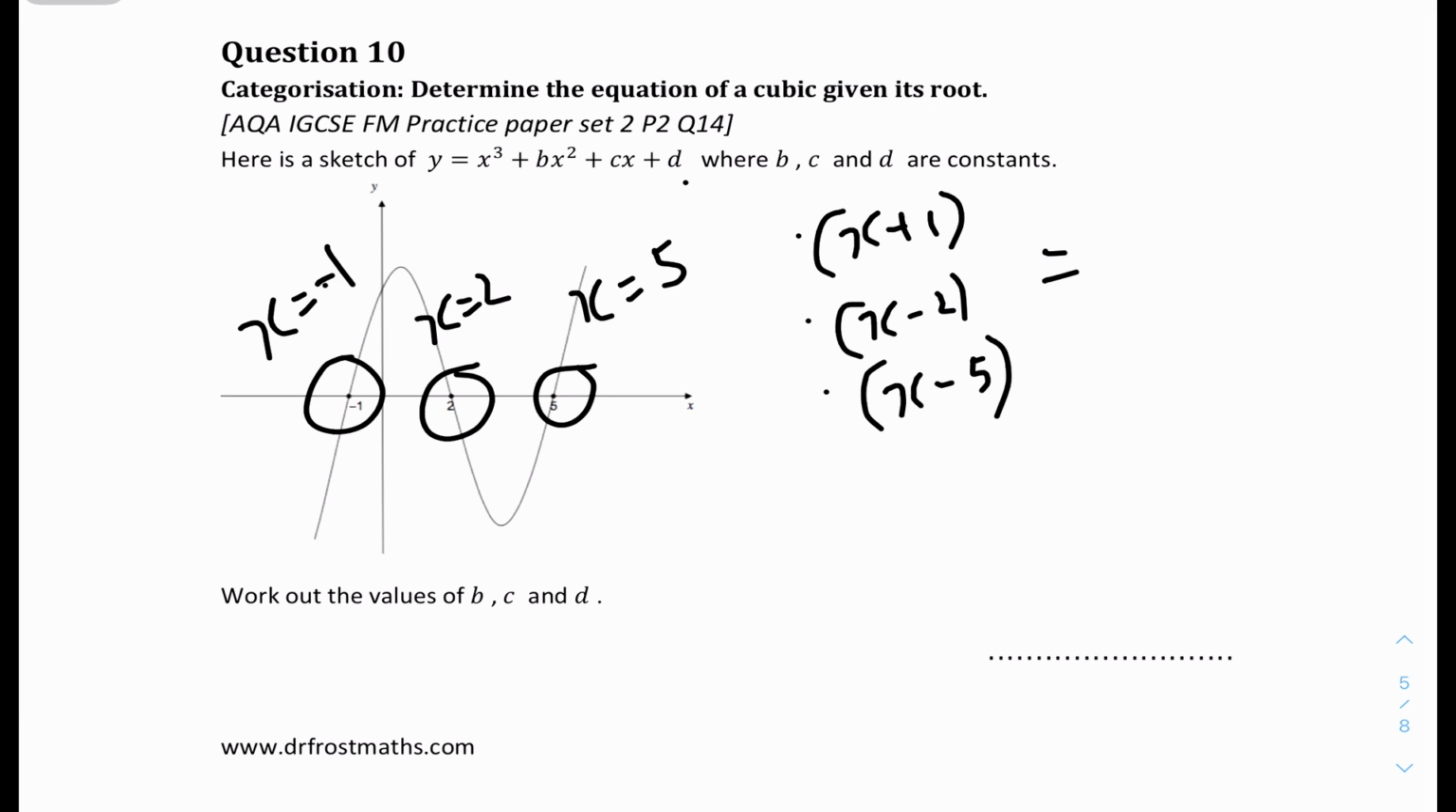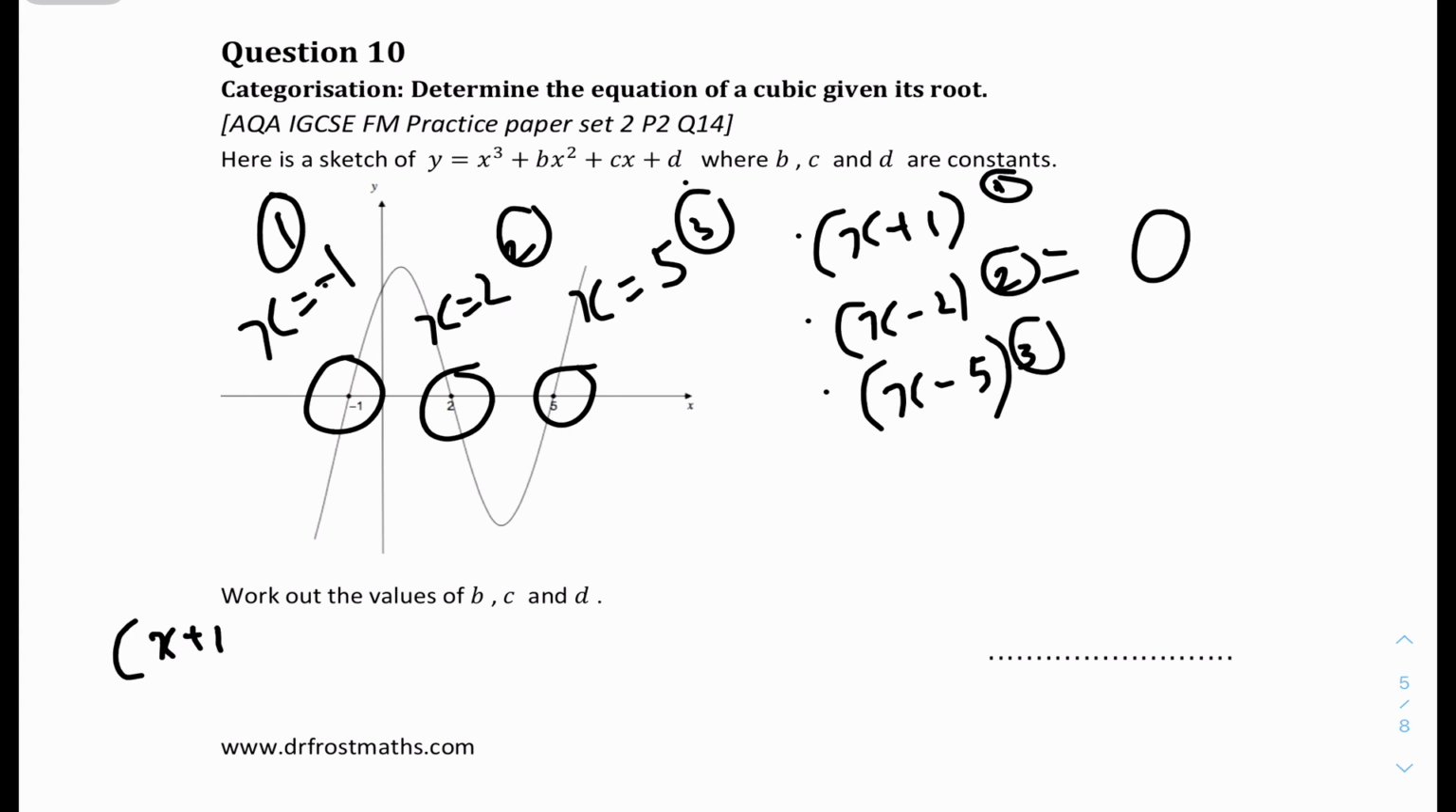Because if you equate all of them to 0, it will be x equals minus 1, which is right here. And x minus 2 equals 0 will be x equals 2, which is right here. And the third one, x minus 5 equals 0, will be x equals 5, like this. So we have the 3 brackets. We have (x plus 1), (x minus 2), and (x minus 5).